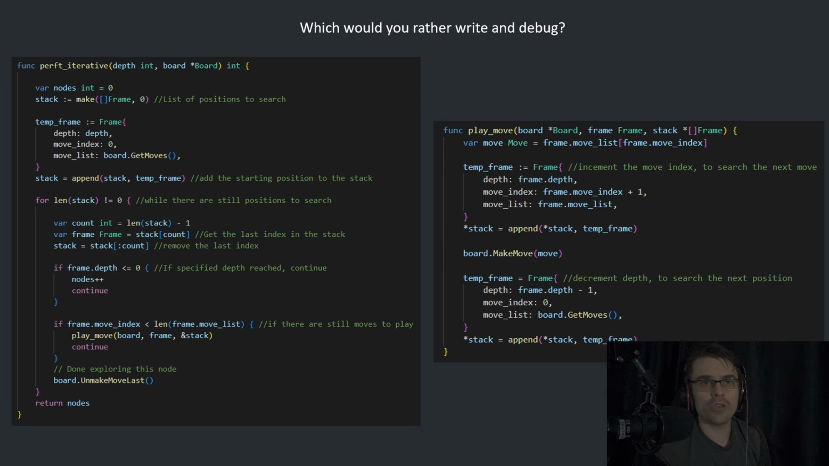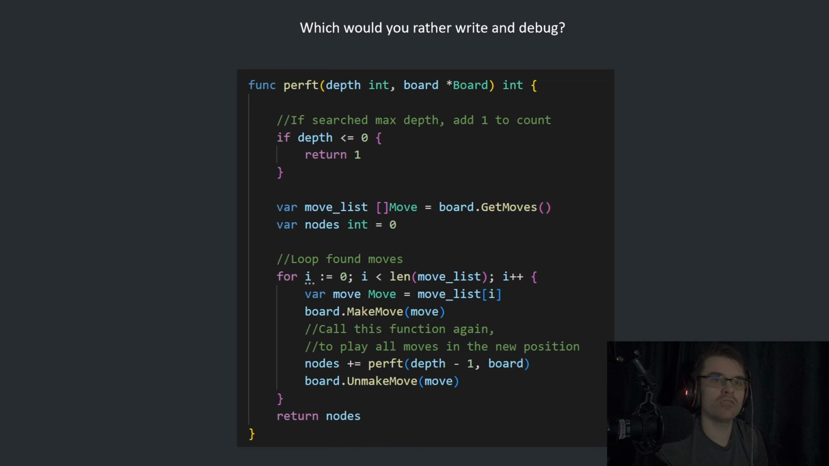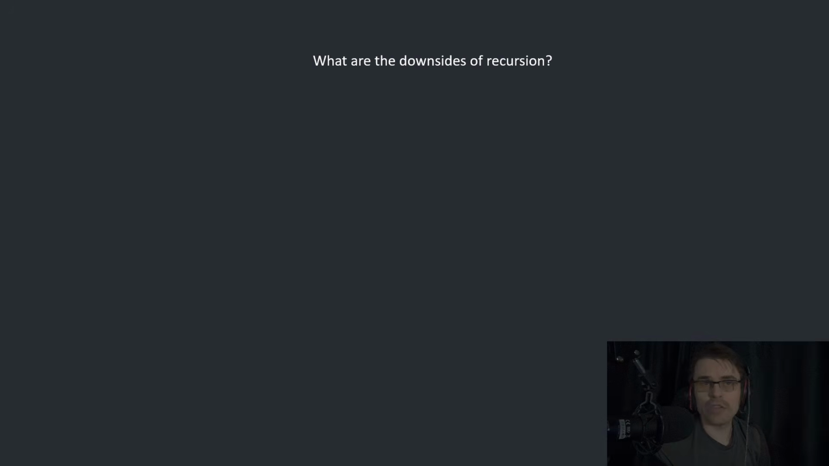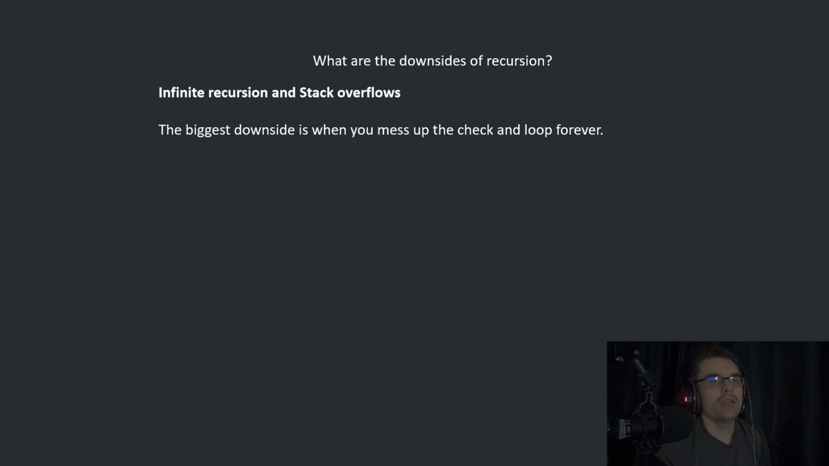So which would you rather use? This, two functions, really complicated, or this? I think it's pretty obvious what answer you'll choose. So what are the downsides to recursion? Infinite recursion and stack overflows are the main one. The biggest downside is when you mess up the check and loop forever.